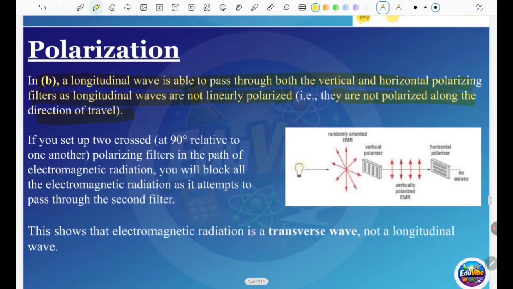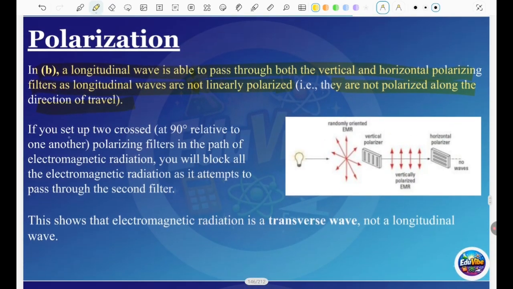So what prediction can we make after that? If you set up two filters crossed at 90 degrees to one another, in the path of the electromagnetic radiation, you will block all the electromagnetic radiation as it attempts to pass through the second filter. So that's what they do. You have one vertical filter and one horizontal filter. The electromagnetic radiation is blocked, and it doesn't pass through when it attempts to pass through the second filter.